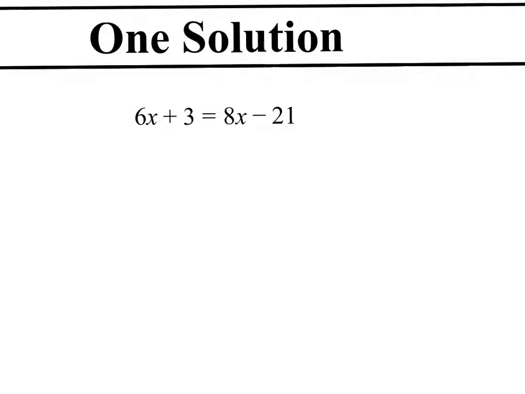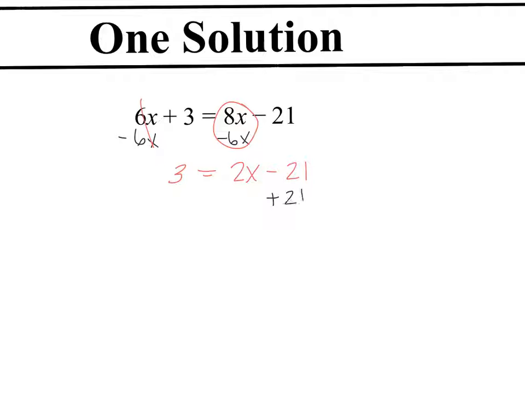notice if you have x on each side, you need to get your x's on one side. So you either need to get rid of this positive 6x or get rid of the positive 8x. So in order to keep the equation balanced, I'm going to subtract 6x from each side. So then this is going to cancel out. And you could have also subtracted 8x too, but I always try to keep my x's positive. So I'm going to have 3 equals 2x minus 21, because 8x minus 6x was 2x.